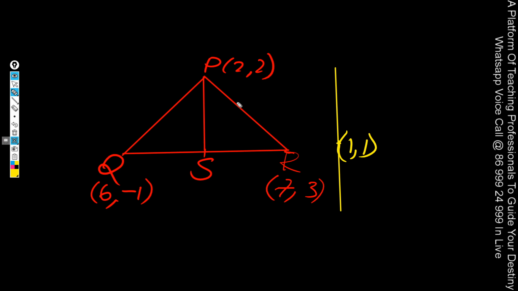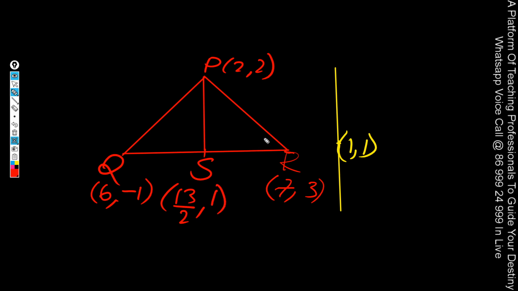This is the data, please. PQR is the triangle, S is the midpoint, and PS is the median, and you need the equation of this line which passes through 1, 1. So let me write S. What is S? It is the midpoint of QR. It is (6 plus 7) by 2, that is 13 by 2, and it is (minus 1 plus 3) by 2, 2 by 2, 1. So S is 13 by 2, 1.